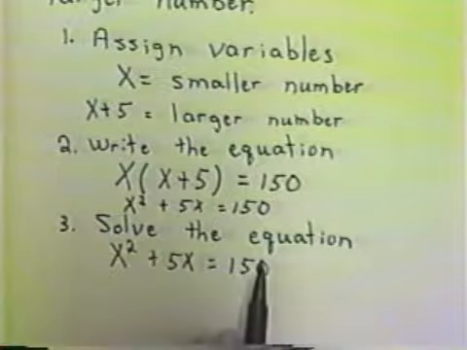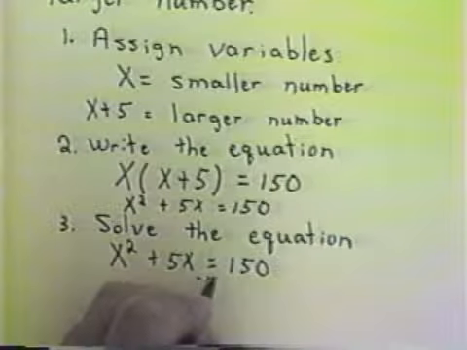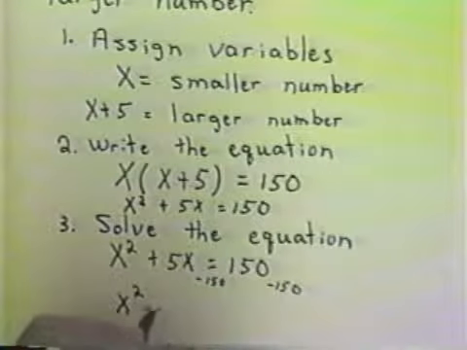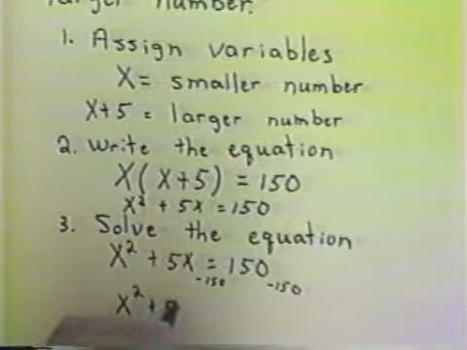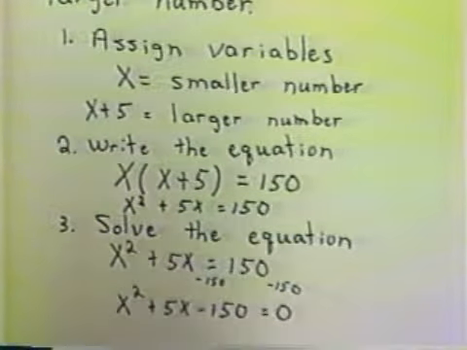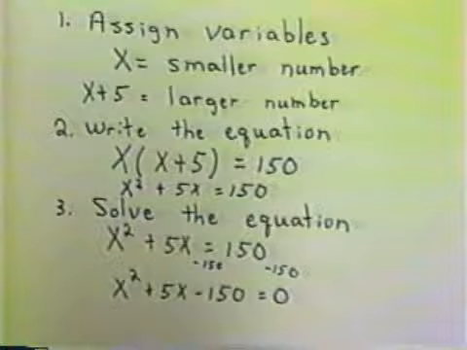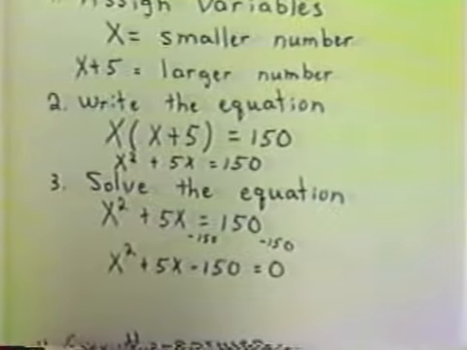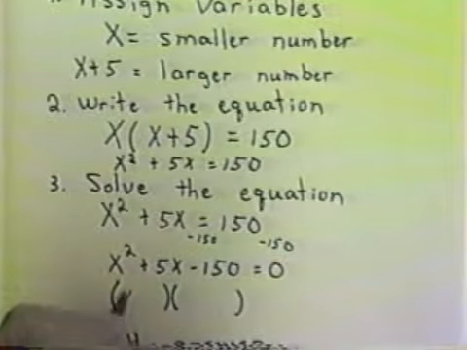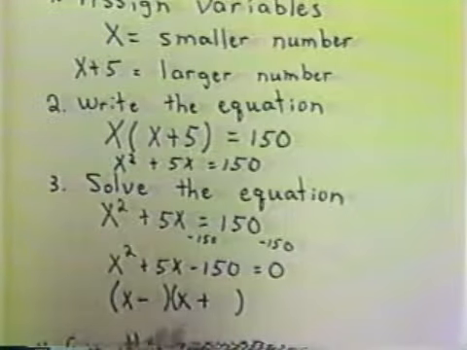To solve the equation, the first step is to put it in standard form. So I need to subtract 150 from both sides to get x squared plus 5x minus 150 is equal to 0. Now I need to factor the left member. So if I factor this, I can get x and x. My signs have to be different, so I'm going to put a minus and a plus.